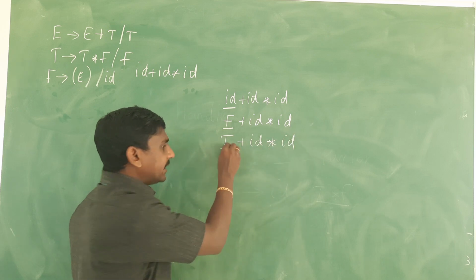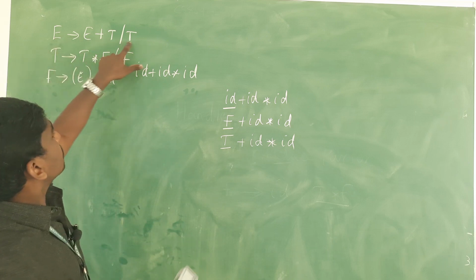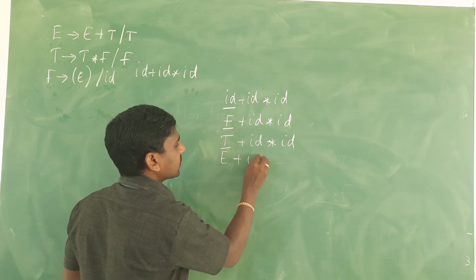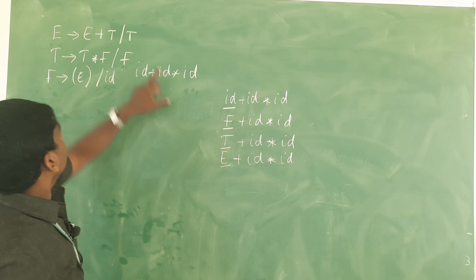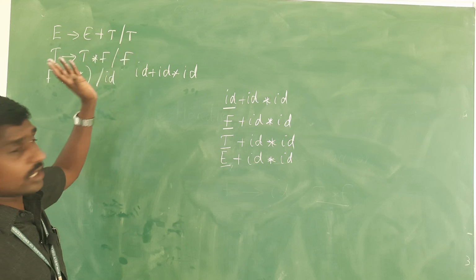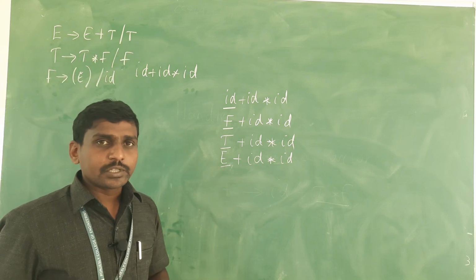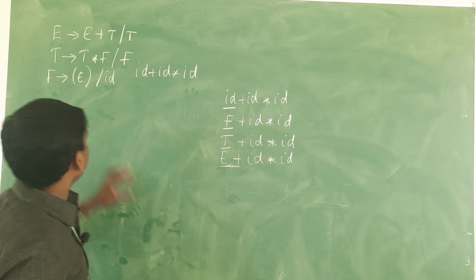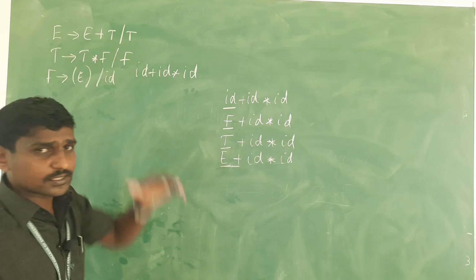I am asking whether T has a handle. We have to check whether T has a handle. See, E tends to T is there. So T has a handle and I can replace T with E. E plus ID star ID. Now you have to check whether E has a handle. No, because E tends to E is not there, T tends to T is not there, F tends to E is not there. So E doesn't have any handle. So you have to check whether E plus has a handle. Does any right side production match E plus? No. See, E plus T is there, but E plus is not there.